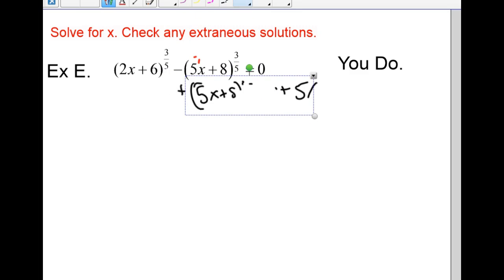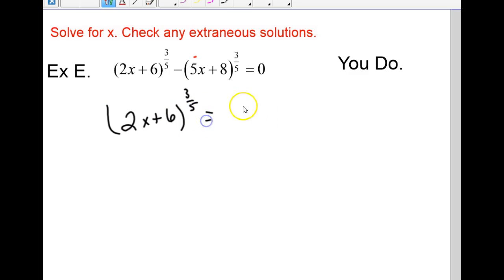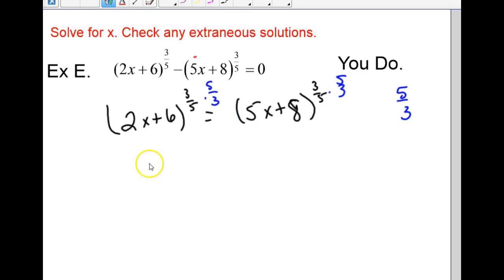Well, you get the idea here. If I add that to each side, I end up with 2x plus 6 to the 3/5 is equal to 5x plus 8 to the 3/5. And now I'm going to use the reciprocal. The reciprocal is 5/3. I'm going to raise this side to the 5/3 power, and I'm going to raise this side to the 5/3 power. Well, when I do that, I get 2x plus 6 is equal to 5x plus 8.